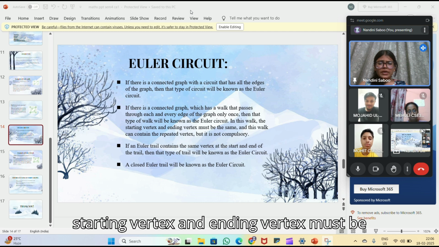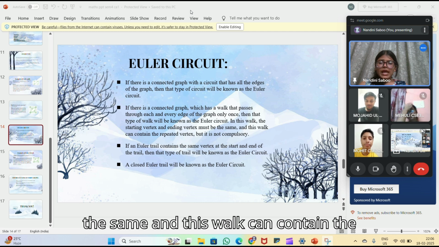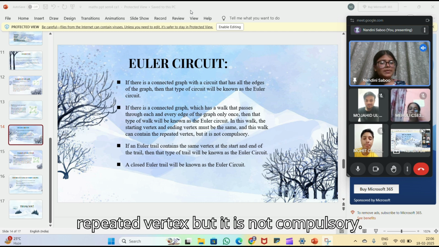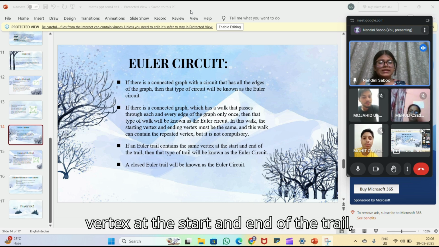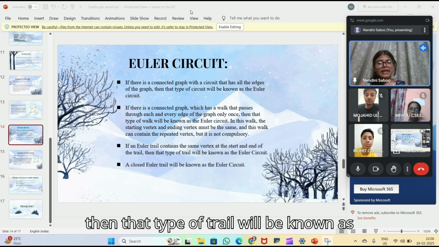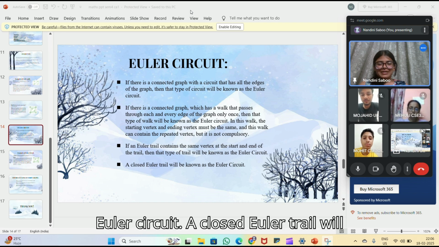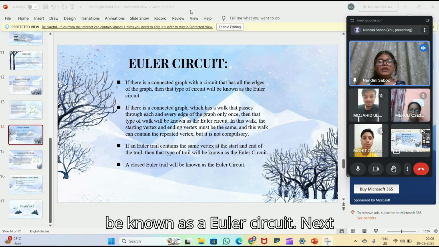In this walk, the starting vertex and ending vertex must be the same, and this walk can contain repeated vertices, but it is not compulsory. If an Euler trail contains the same vertex at the start and end of the trail, then that type of trail will be known as Euler circuit. A closed Euler trail will be known as a Euler circuit.